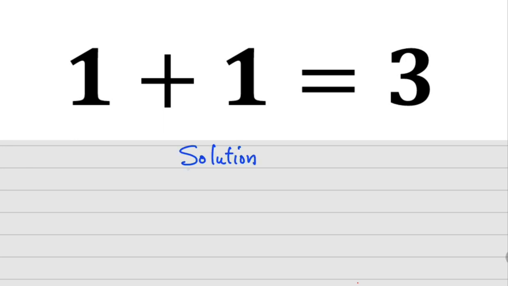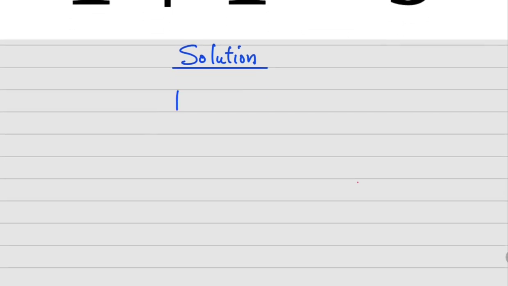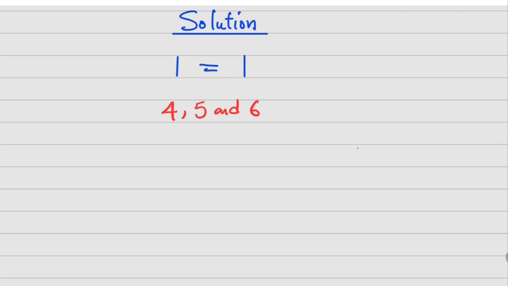Now, the first thing I will do is to let you know that, of course, 1 is still equal to what? 1. It doesn't change. Now, since I have this, the next thing is I'm going to pick 3 consecutive special numbers. I'm going to pick 4, 5, and 6. These are the numbers that I'm picking. Now, why am I picking these? Just watch what I'm going to do.